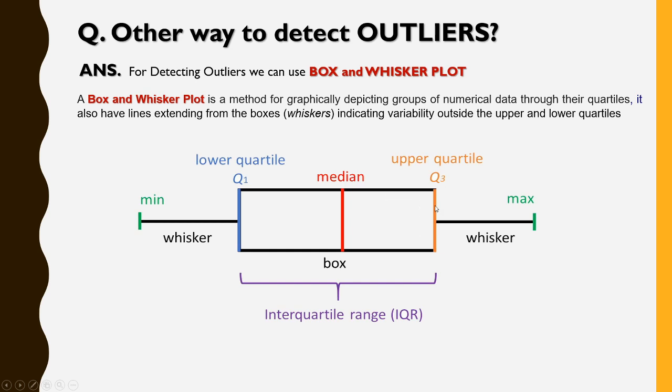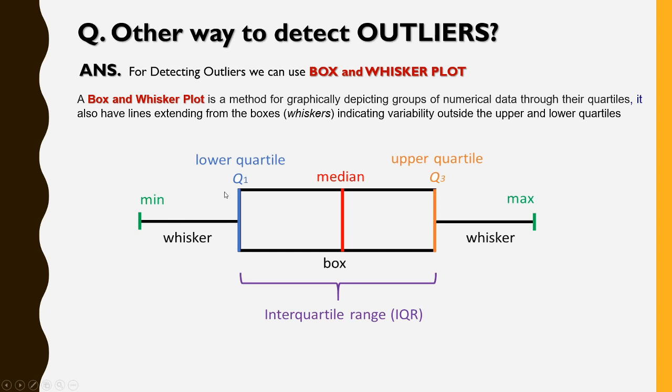And the box is defined as the interquartile range. So this part of the data will never have an outlier. This is the correct data. So Q3 minus Q1, this is IQR, and this is called the interquartile range. Listen carefully: if in your data there is no outlier, then this end will be your maximum value and this end will be your minimum value.